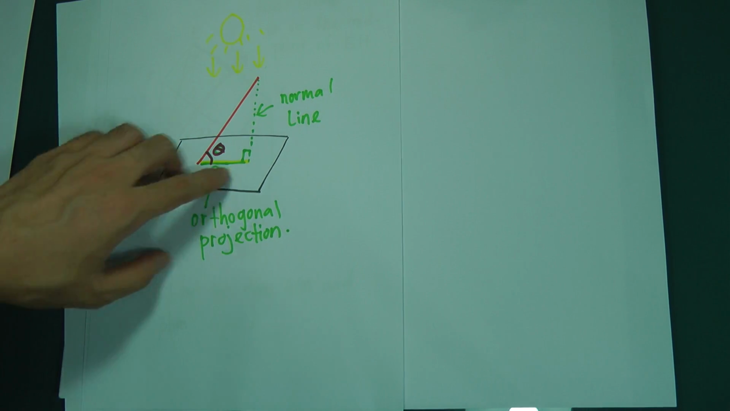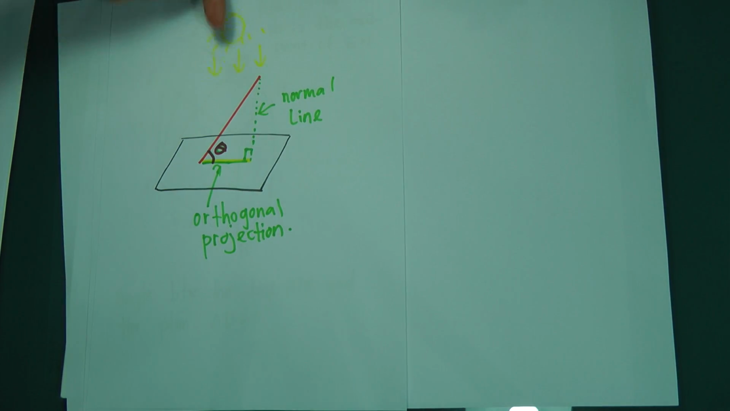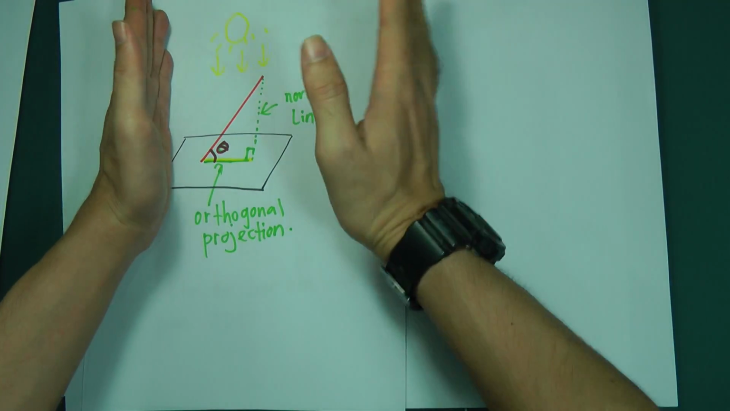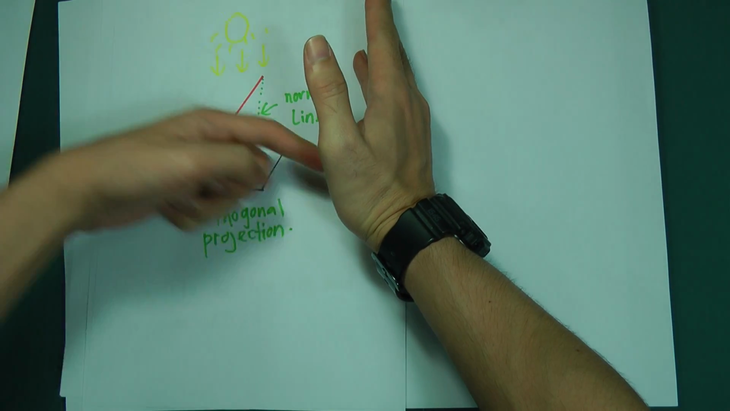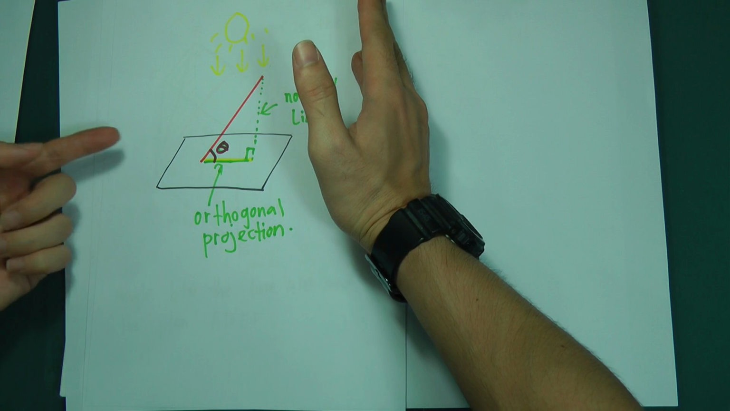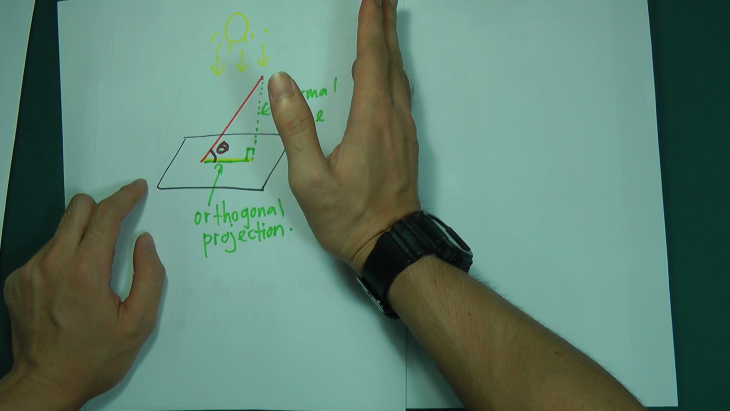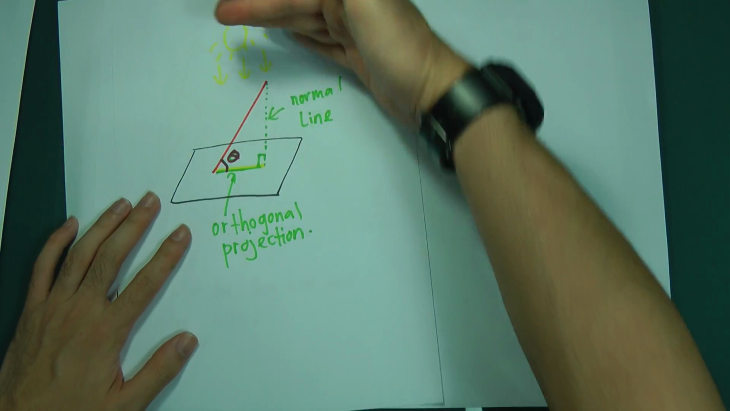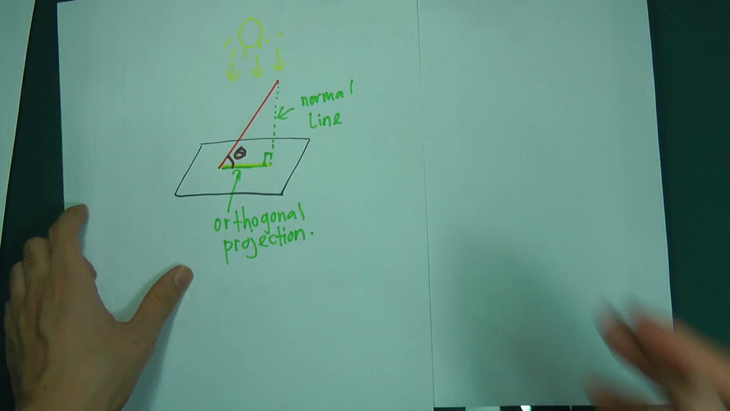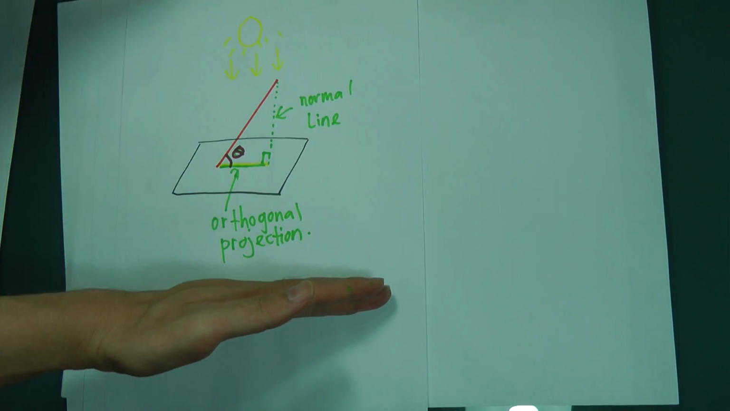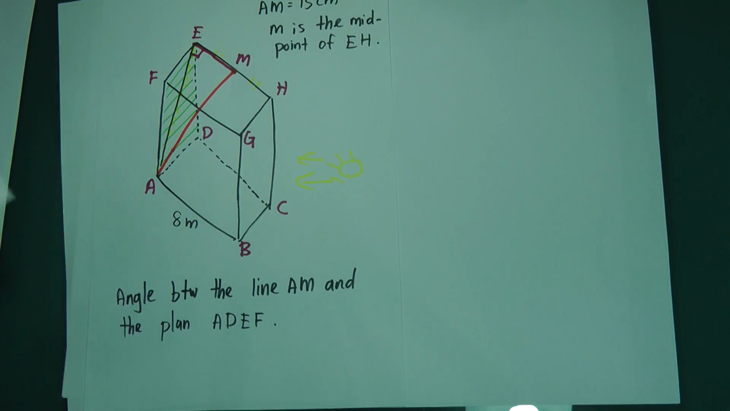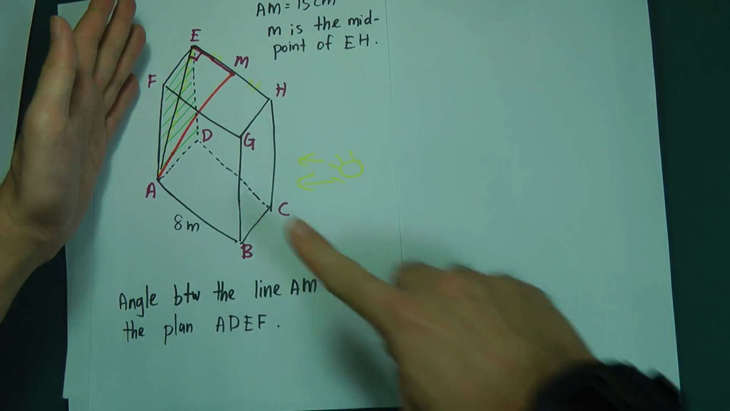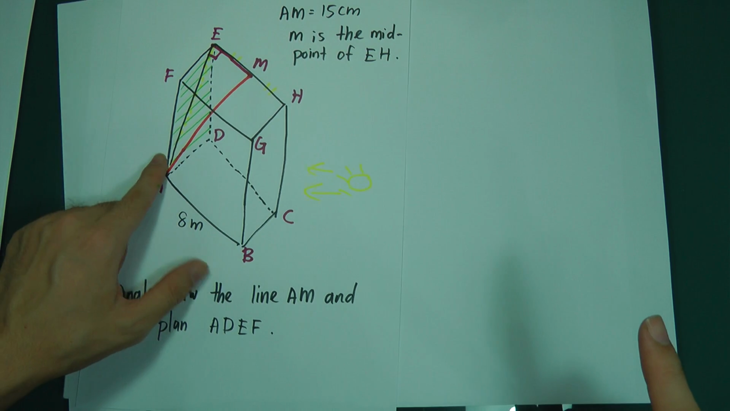If the plane is on the bottom, your light has to be on the top. If the plane is like this, your light has to be from this direction. If your plane is here and the line is like this, then you should light from this direction. So it depends where your plane is, then you can determine where to put your light to imagine that shadow. If the plane is on the top, the light should be from the bottom. This plane is on the bottom, so the light is on the top. Here the plane is on the side, so your lighting should be from this direction in order to see the shadow of AM.